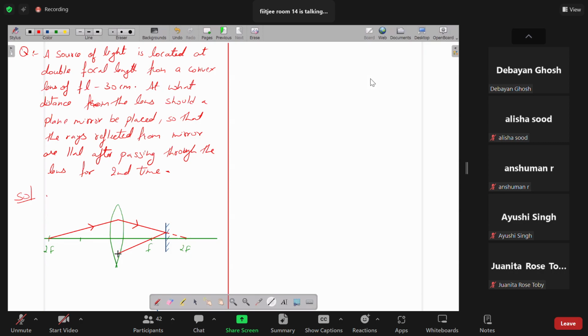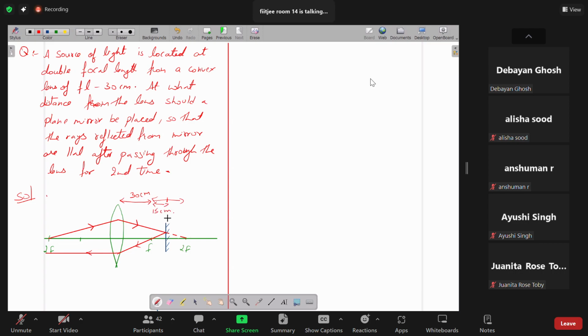And after passing through the lens, it will become parallel to the principal axis. This should be the path of the rays. Got it? Now it is given to us that focal length is 30. So this distance is 30 and the distance between f and 2f will also be 30, and we have to keep it midway. That means I'll keep it at a distance of 15.